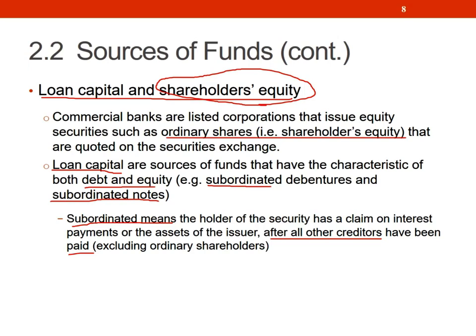So if you have a subordinated debenture or a subordinated note, you rank above ordinary shareholders, but your claim on interest payments or the assets of the issuer, that claim is only valid after all other creditors have been paid.